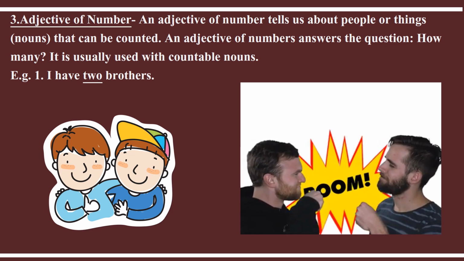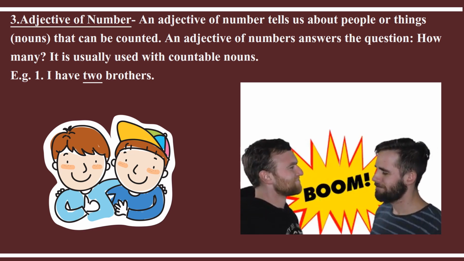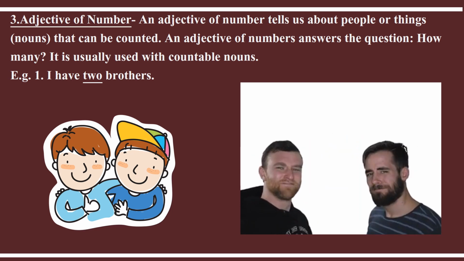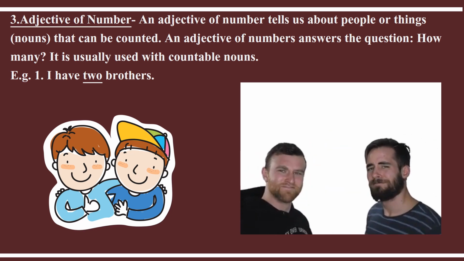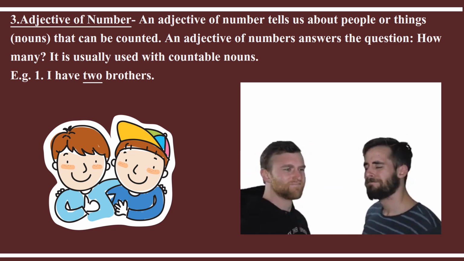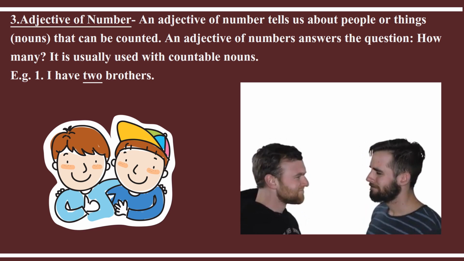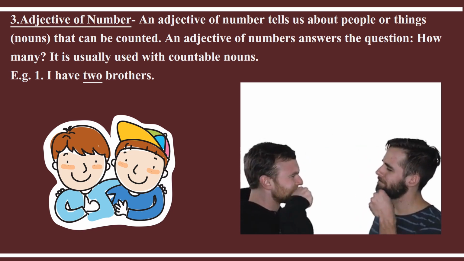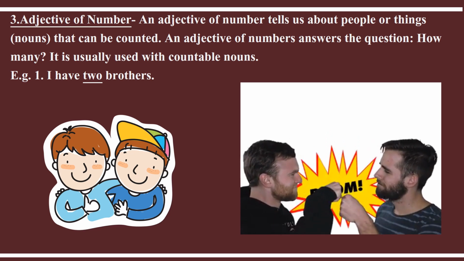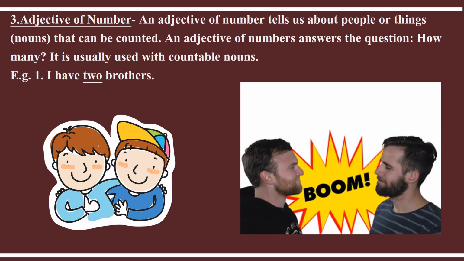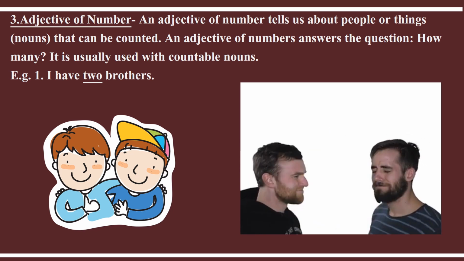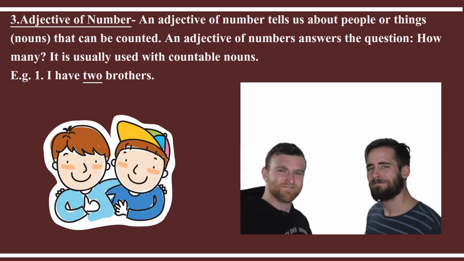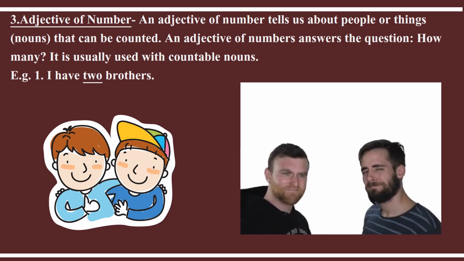Adjective of number. An adjective of number tells us about people or things, that is nouns, that can be counted. It also tells us in what order a person or thing stands. It answers the question how many. Example: I have 2 brothers. The word 2 is an adjective of number, as it tells about the countable noun.